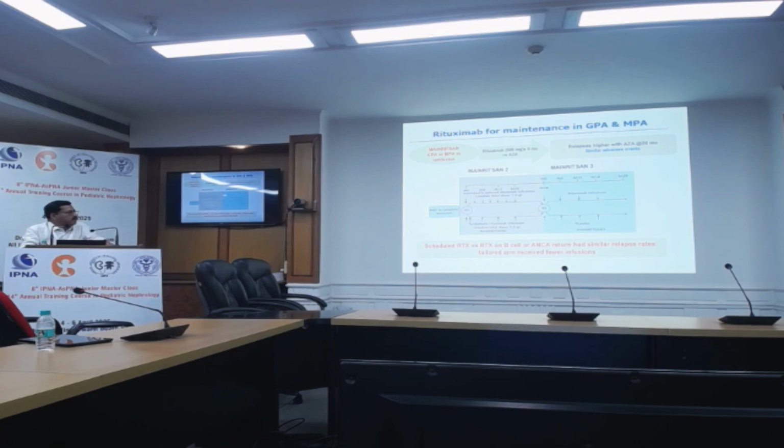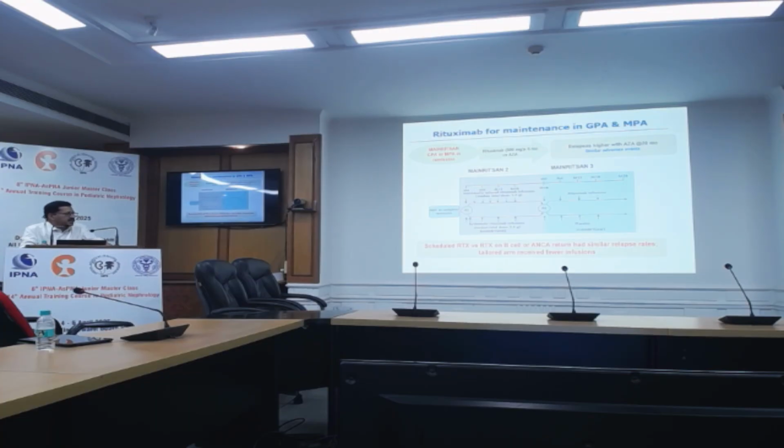The MAINRITSAN-2 trial was to look at the dosing schedule of rituximab. There were two kinds of dosing schedule which were used. One was the fixed dose every 6 months. The other was rituximab given when there was a B cell recovery or return of the ANCA. And what it showed was both of them were similar in terms of efficacy, in terms of relapse rate.